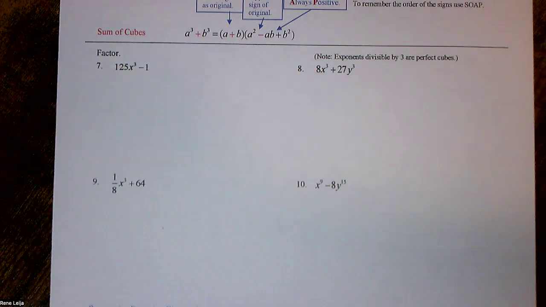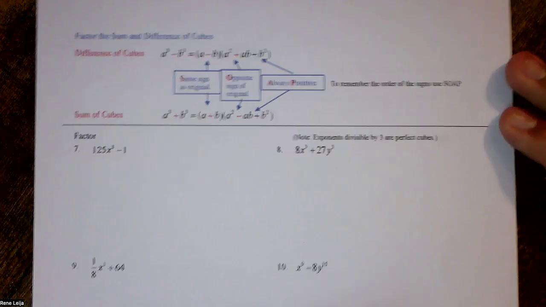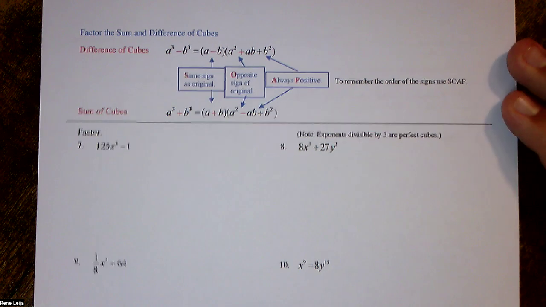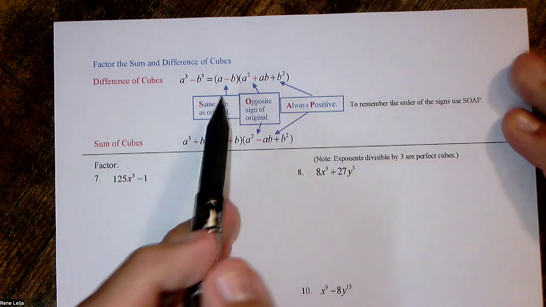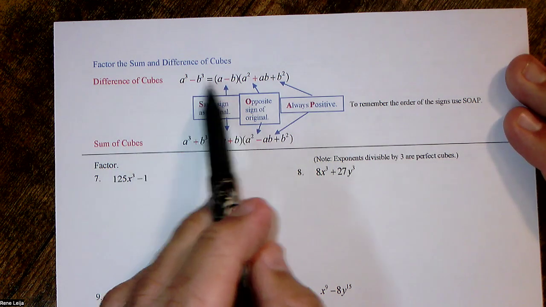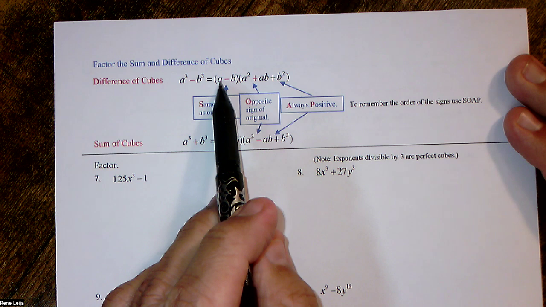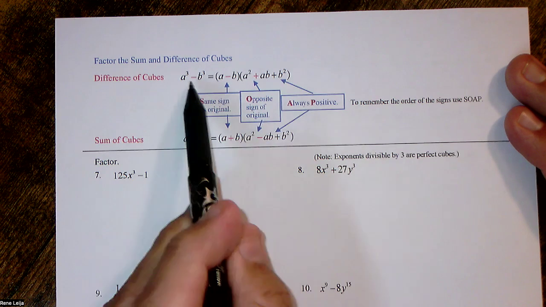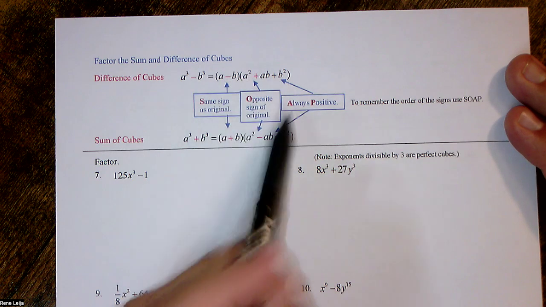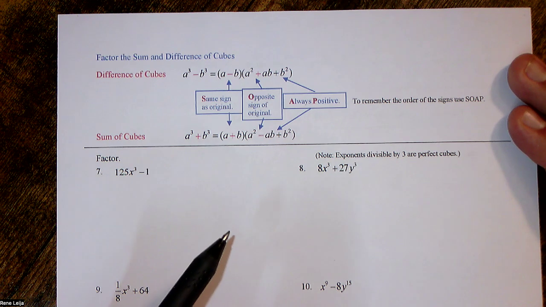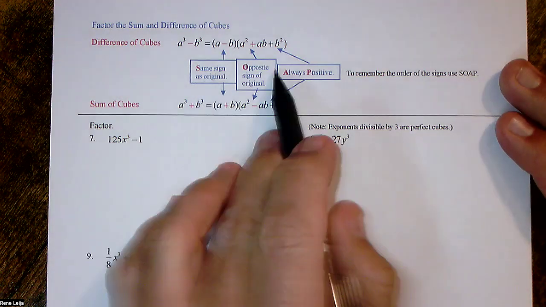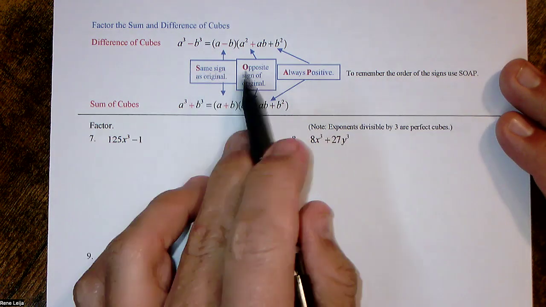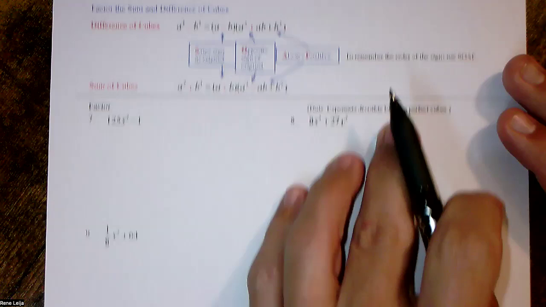All right. Now, the last one is the sum and difference of cubes. Okay. Now, I don't ever stress that you learn the formula for how these factor because it can get really confusing, but there is a trick. Okay. So I'm just going to show you how I do it. And I do use this SOAP. Same, opposite, always positive, and I'll explain that in just a second.